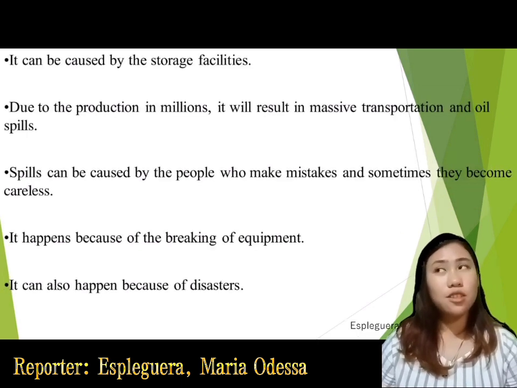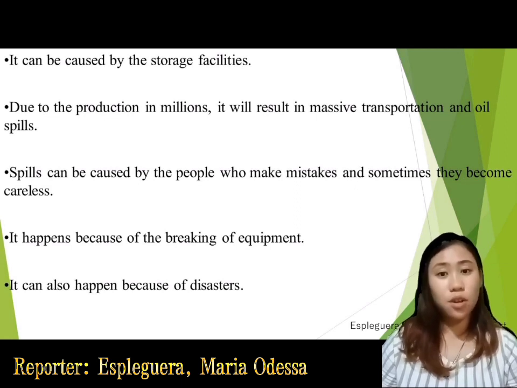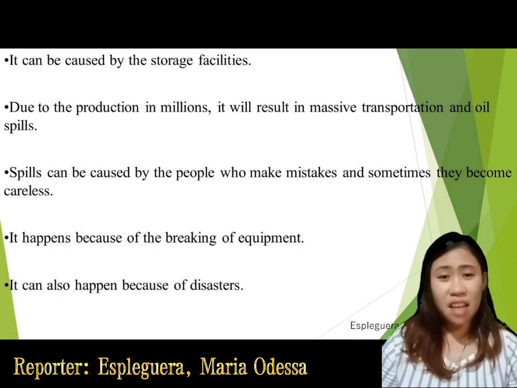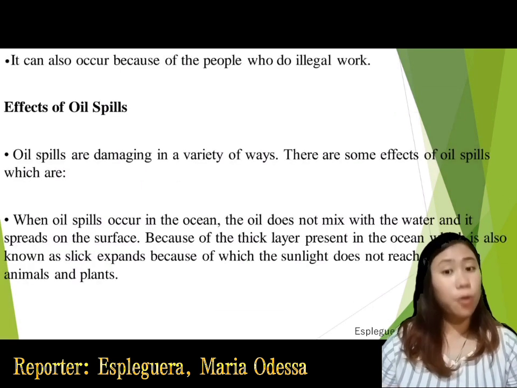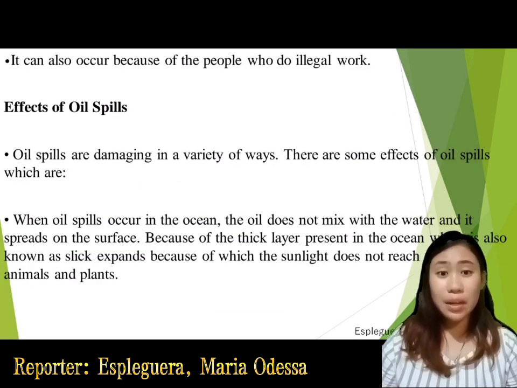It can be caused by storage facilities, due to the production in millions that results in massive transportation and oil spills. Spills can be caused by people who make mistakes, and sometimes they become careless. It happens because of the breaking of equipment. It can also happen because of disaster. It can also occur because of people who do illegal work.